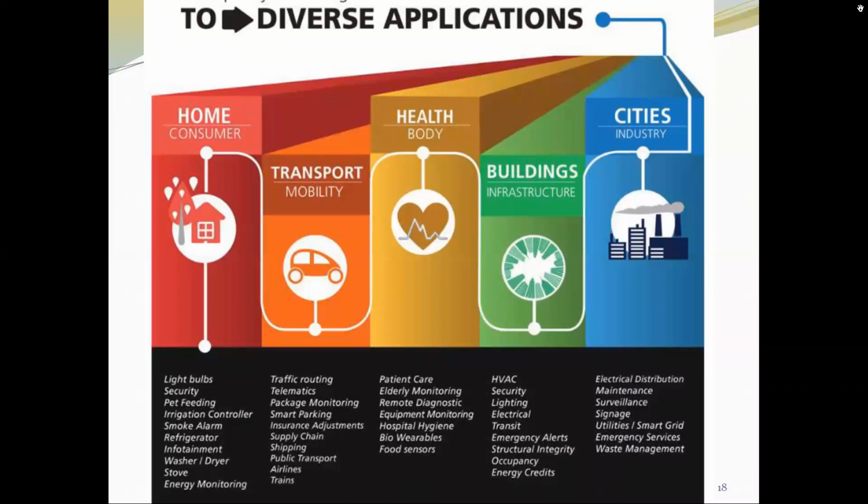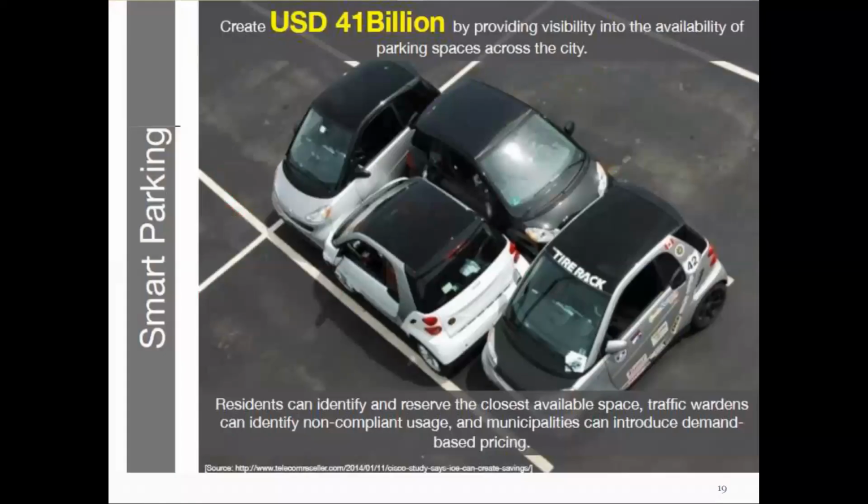You can write these applications, right? So basically these are the applications and things that have been used. Here a smart parking example is taken: $41 billion by providing visibility into the availability of parking space across the city, right? This way you can do that. That means the resident can identify and reserve the closest available space, or a traffic warden can identify non-compliant uses of parking, and municipalities can introduce demand-based pricing, right? So this way it can be useful, right?